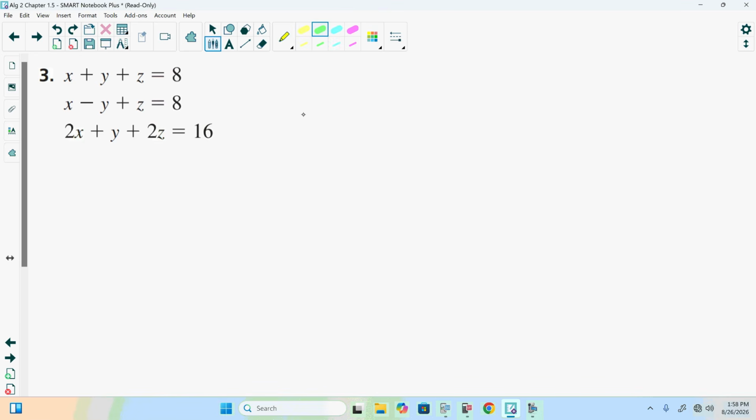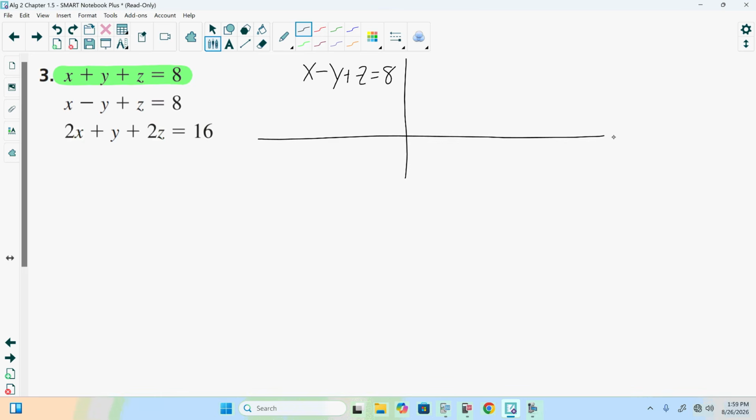Top or middle? So we're going to eliminate Z first. We'll do the top one. So we're going to pick the other two. X minus y plus z is equal to 8. And then we have 2x plus y plus 2z equals 16.